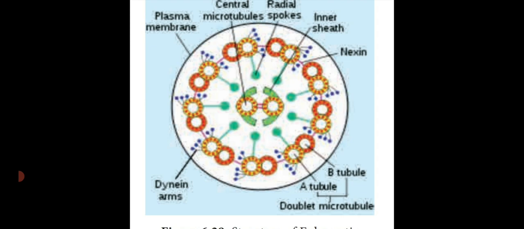Axonemal dynein. The axoneme secretes a chemical substance known as nexin. But it is the dynein that absorbs energy from the ATP molecules and makes the cilium and flagella bend downwards and produce the movement of cilium and flagella.